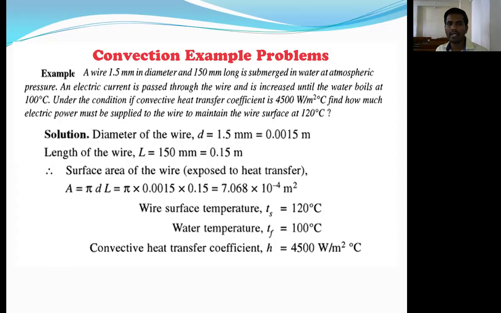Okay. Then an electric current is passed through the wire and is increased until the water boils at 100 degrees Celsius. ओके, म्हणजे हे वॉटरचं टेम्परेचर असणार आहे. वॉटर बॉईल व्हायचं टेम्परेचर 100 डिग्री सेल्सिअस आहे. म्हणजे हे TF असणार आहे फायनल टेम्परेचर. आणि इनिशियल टेम्परेचर जे आहे ते आपल्याला दिलेलं आहे. सरफेस टेम्परेचर, वायर सरफेस टेम्परेचर, दॅट इज 120 डिग्री सेल्सिअस. ओके, Ts is equal to 120 and Tf is equal to 100 degree Celsius.